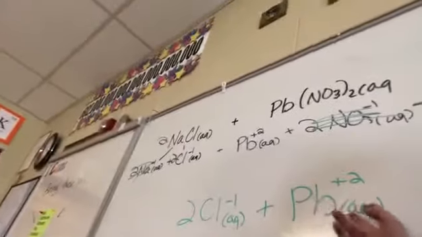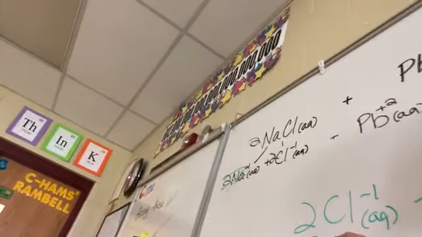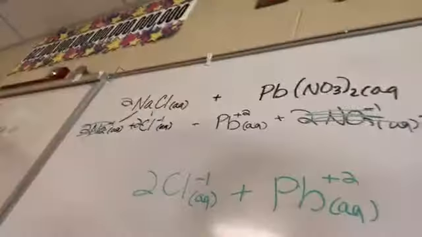But the only part I'm interested in is these 2 parts. I don't have to say this was sodium, because sodium is a spectator ion. It doesn't matter. I don't have to say this was with nitrate. It doesn't matter. It's these 2 coming together that matter. Does it make sense? Let's do a few more. I think it'll make sense when you see this.